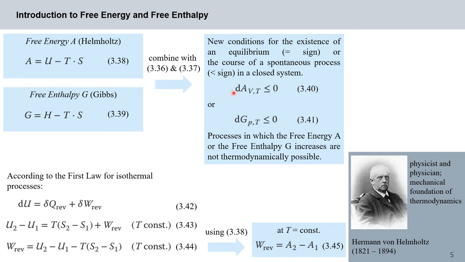So if the change in free energy under constant volume and temperature is equal to zero, we're at equilibrium. If it's smaller than zero, then we're in the course of a spontaneous process. Or alternatively, using the Gibbs equation here, under constant pressure and temperature, we get dG equals or is smaller than zero.